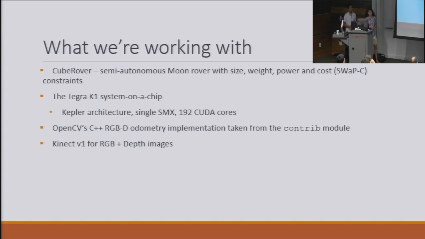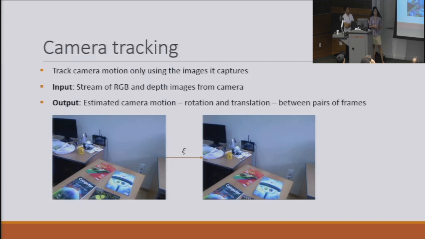And there is a Tegra K1 mounted on it, and we are using OpenCV's C++ RGBD odometry implementation as our baseline check for performance and correctness. We are using Kinect's RGB and depth images for our input. Camera tracking. So what is camera tracking? It's finding the position and orientation of a robot using the images it captures. And in this problem, we take two consecutive RGB and depth frames as our input, and our output is our estimated camera motion, which is a rotation and a translation matrix between two consecutive frames, a pair of images.